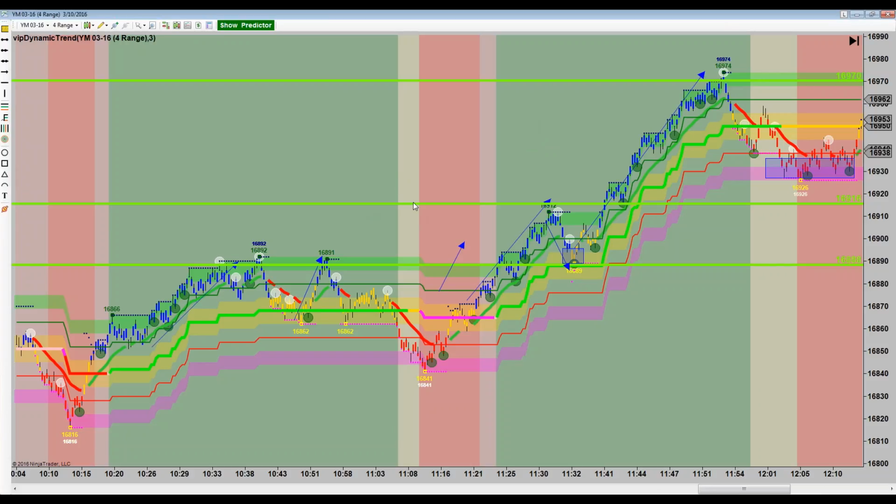Anybody? I'll give you 10 seconds. Where might it go? Just type in a number or a comment. I'll give you 9 seconds. It should be pretty clear and evident on the chart where the market might go.